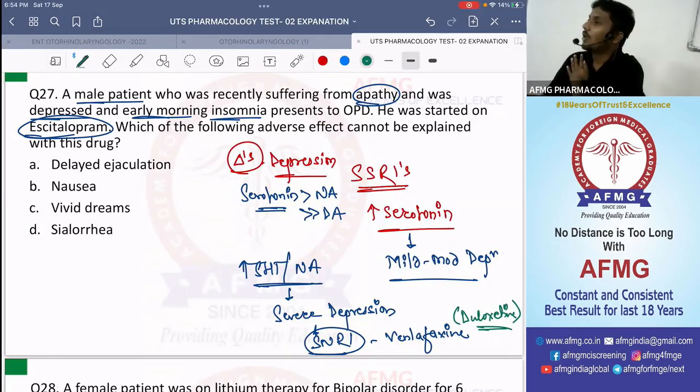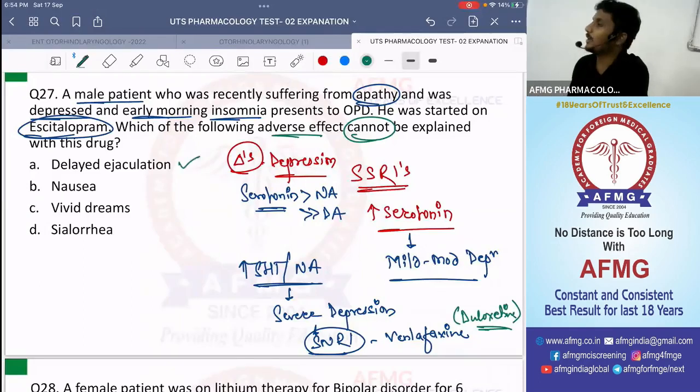All the others, they are SSRIs: dapoxetine, fluoxetine, okay? All of these are SSRIs, no problem. Just like that, SSRIs are citalopram, escitalopram, all of these as well, okay? Fluvoxamine, all of these. So if an SSRI was given to the patient, which of the following adverse effects cannot be explained by this drug? Which side effect is not of SSRI?